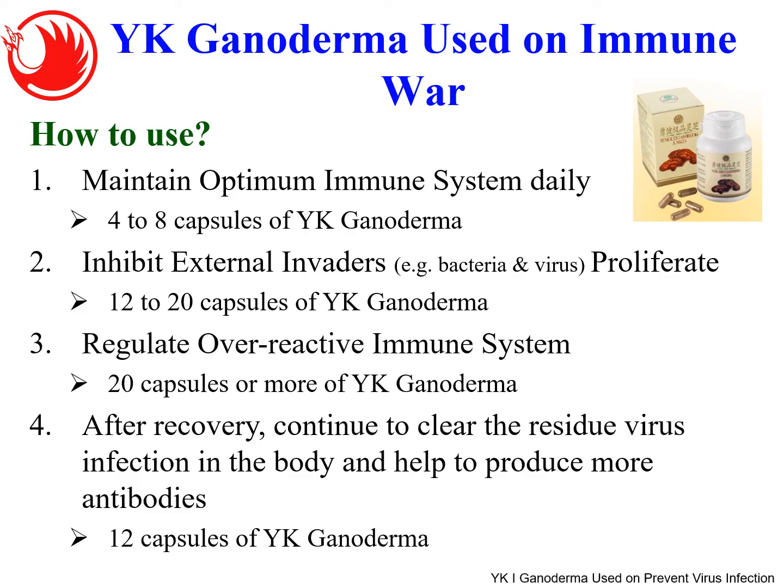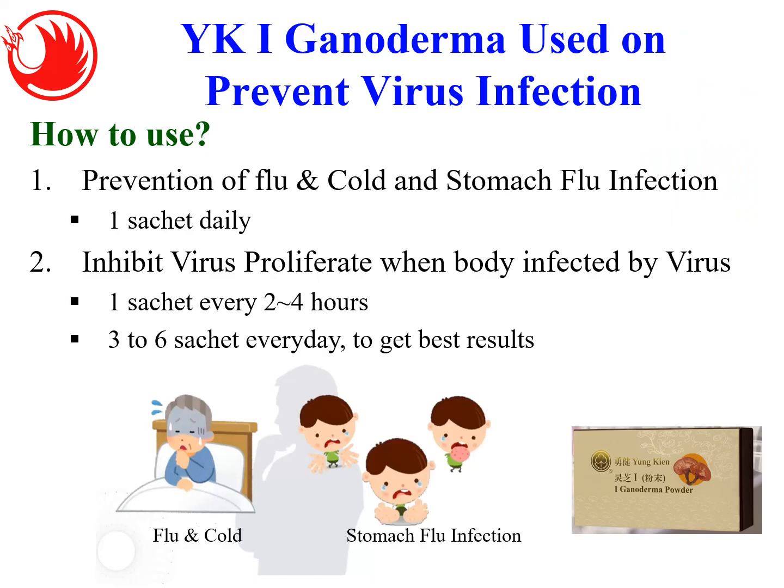Okay, now we have Yongkian-I, how to consume. Yongkian-I is, I would say, used to prevent virus infection too. So it prevents flu or cold and stomach flu infection. You still have to take Yongkian-Ganoderma, but if the person is always prone to flu infection, it's good that he takes 1 sachet of this Yongkian-I together with the Yongkian-Ganoderma. And for example, if a person really catches the virus or is affected by viruses, he can take 1 sachet every 2 to 4 hours or 3 to 6 sachets every day to get the best result.